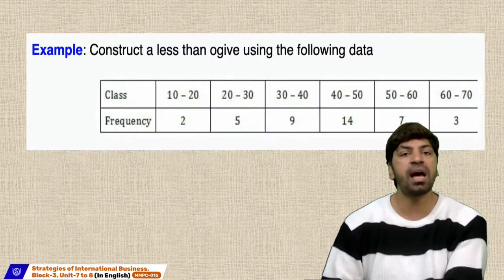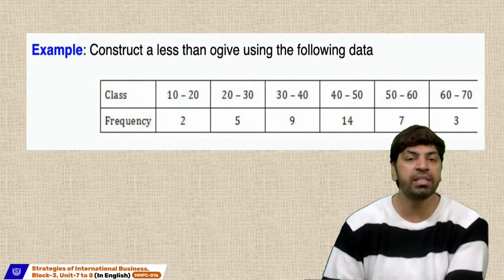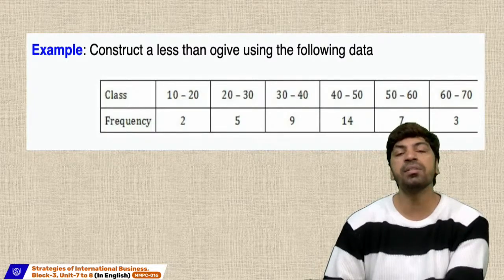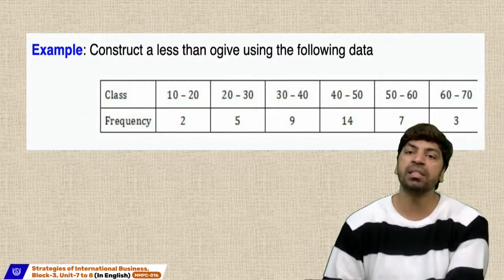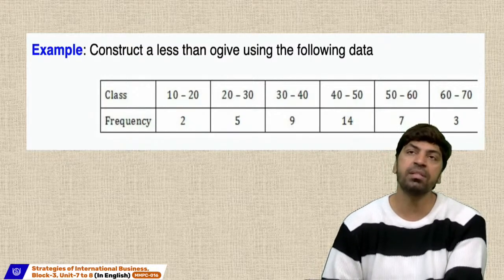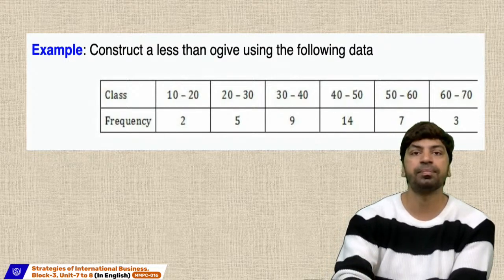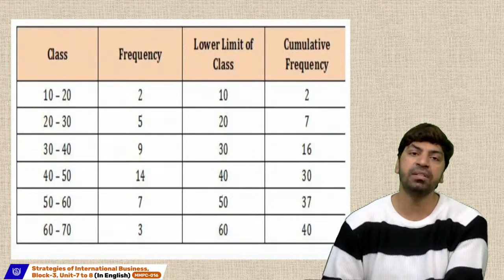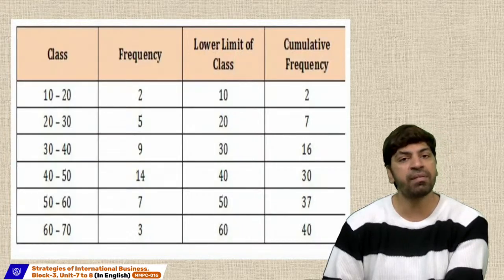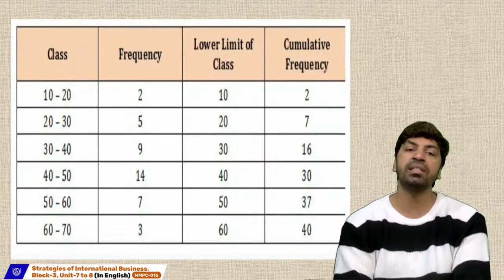So this is an example: construct a less than ogive curve using the following data. The class intervals are already shown in the table, from 10 to 20 till 60 to 70, and the frequencies are also shown, from 2 till 3. So this is a less than cumulative table. The frequency is already given: 2, 5, 9, 14, 7 and 3.